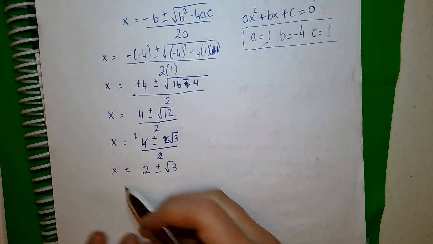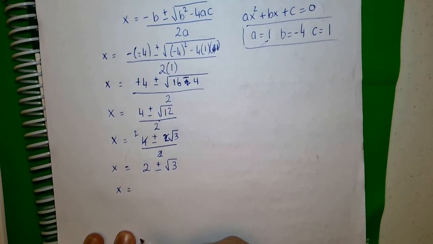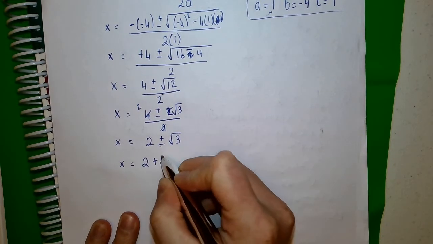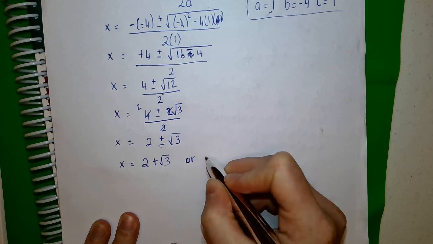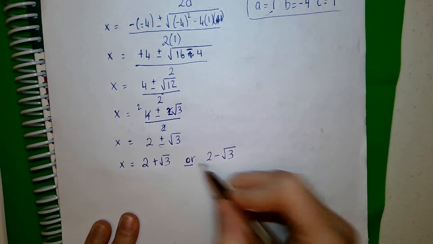In some questions it will ask you to give the answer separately, and that involves splitting up this plus or minus sign. And that's simply done by saying 2 plus root 3 or 2 minus root 3. Either way you have the correct answer.